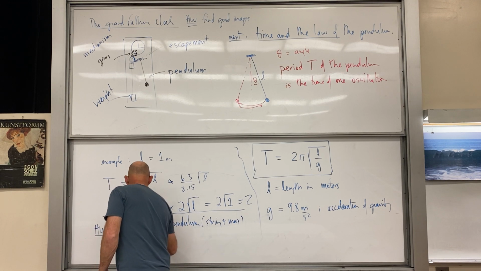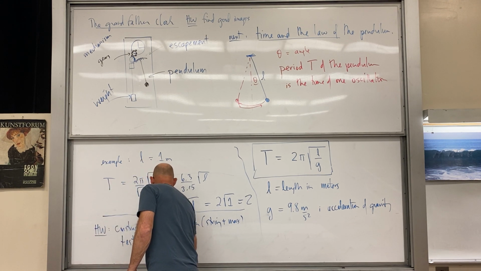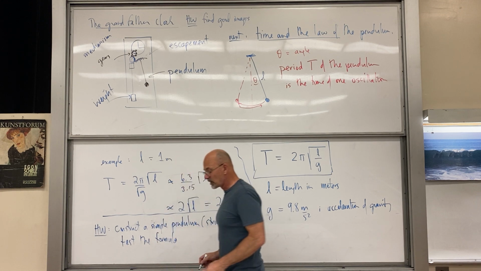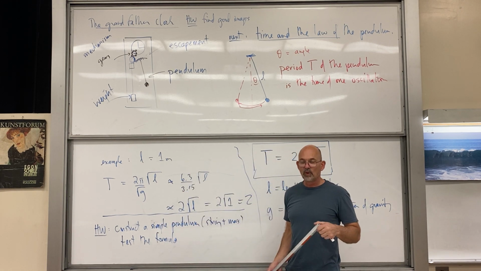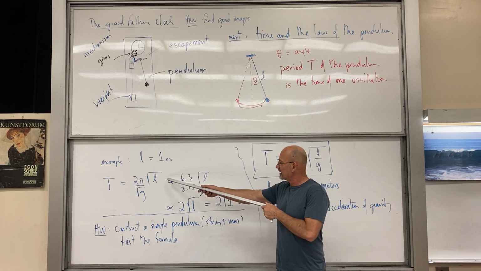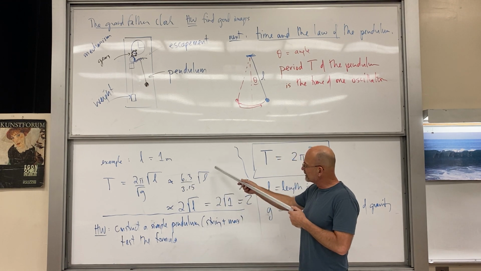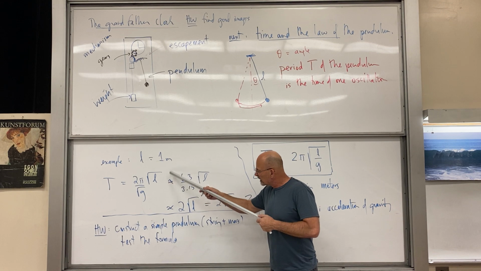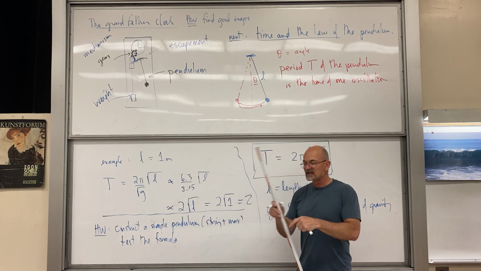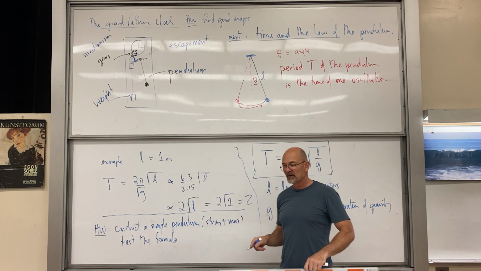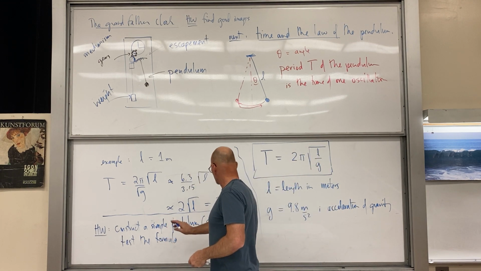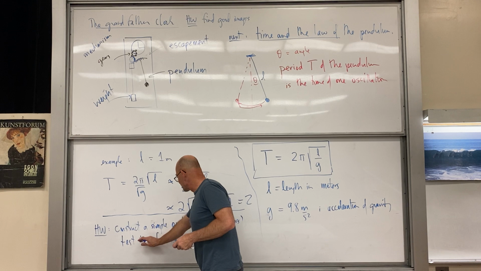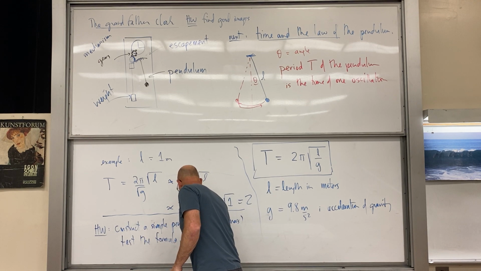Test the formula. Because you could actually say make L be 70 centimeters, 0.7 meters, or some length that's not exactly 1.5. Then you'd calculate the period and time it to swing back and forth, say 10 times, and see how that works. So construct a simple pendulum, test the formula, take pictures.